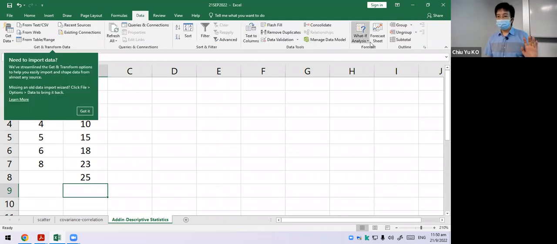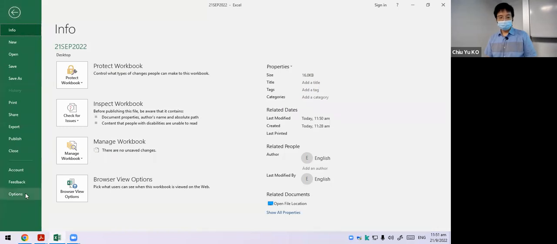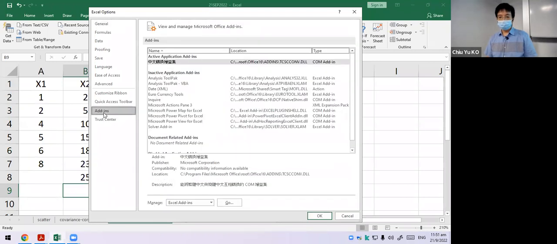Okay. And the data, if the Add-in is there, you should be able to see what we call data analysis, but it's not here yet. So what I'm going to do is go to File. I think this is only for Windows, but on Mac, I think you can just find it here. If not, then if you're on Windows, go to File, Options, and go to Add-ins.